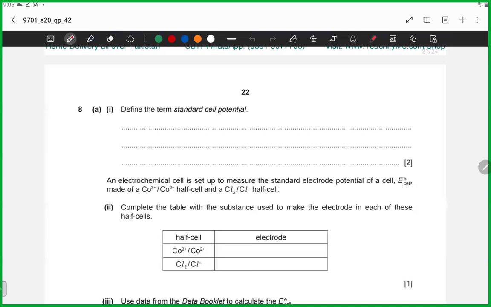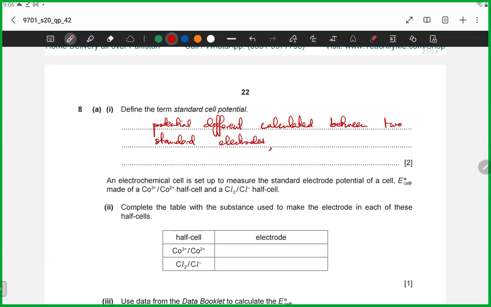So it's the last one. Define what is the standard cell potential. It's basically the potential difference that you calculate between two standard electrodes.